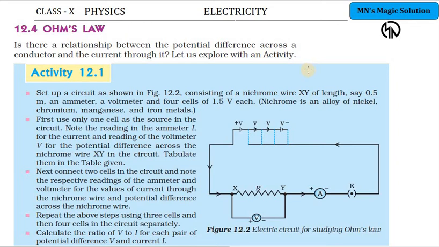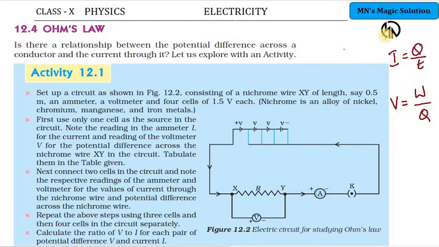Hi students, in this session we are going to discuss Ohm's law. Ohm's law gives us a relationship between current and potential difference. Previously, current has the formula I is equal to Q by T, charge per unit time. Potential difference is equal to the work done in carrying a unit charge, so V is equal to W by Q.